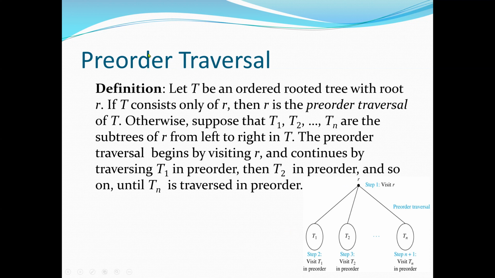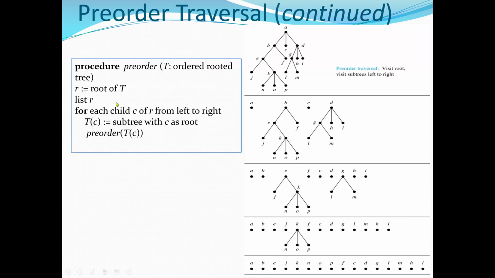In the pre-order traversal, again, the first node we visit is the root. That's why we say pre. Then we go through the left subtree. When we finish, we go to the right. When we look at this diagram, it means we go through R first. Then we go through our leftmost, which is T1. When we finish, we go through T2 all the way to Tn. So the last will be the right. This is an example.